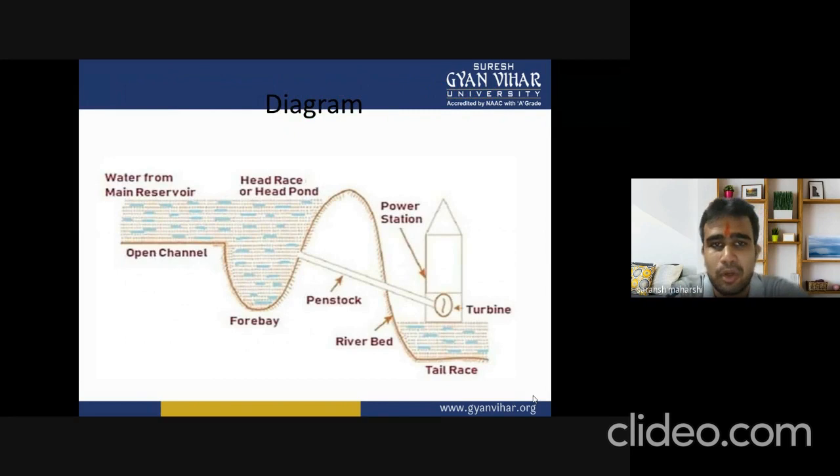Here we will discuss these topics: water from the main reservoir, headrace, open channel, forebay, penstock, riverbed, power station, turbine, and the tailrace, which are parts of the medium head hydroelectric power plant. Here we use the turbine, which converts energy into mechanical energy. The turbine is connected to the power station, and the power station is connected to the tailrace, and the penstock is connected to the forebay, and the forebay is connected to the riverbed.